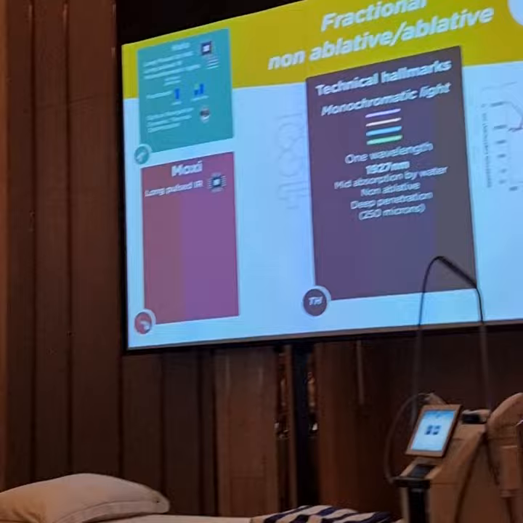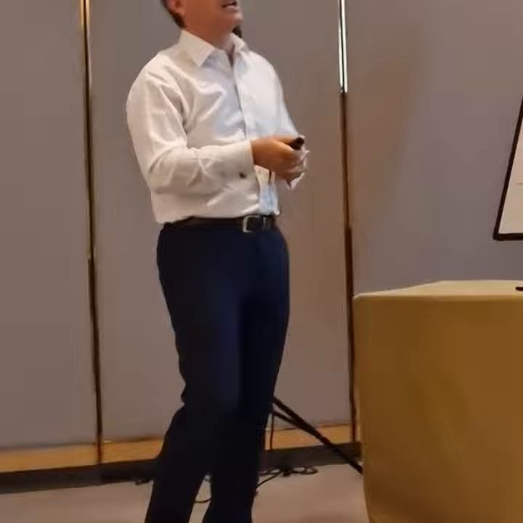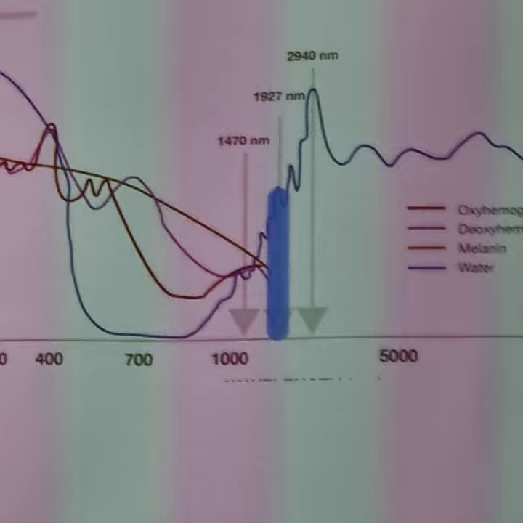The penetration of light absorbed by water is inversely related to the absorption coefficient. That's why erbium penetrates very, very shallow, because the absorption is very high. 1470 penetrates up to 700 microns because the absorption is lower, and you are in the middle, so about 250 microns.